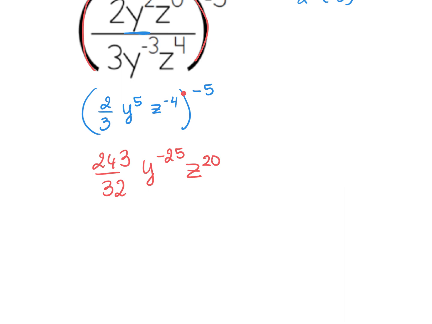So everything with a negative exponent, we have to do the reciprocal. So on the top, you will have z to the 20, because they are positive. At the bottom, you will have y to the 25th.